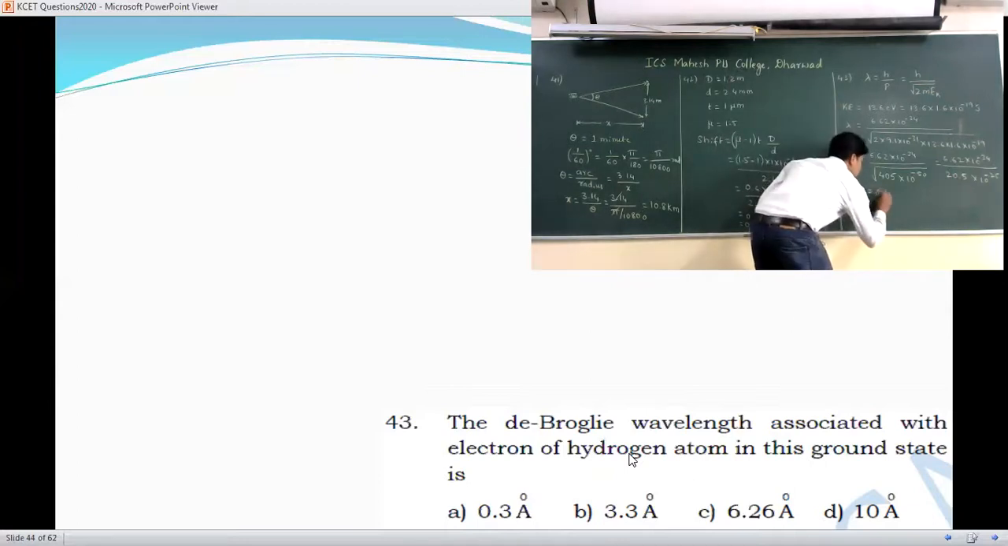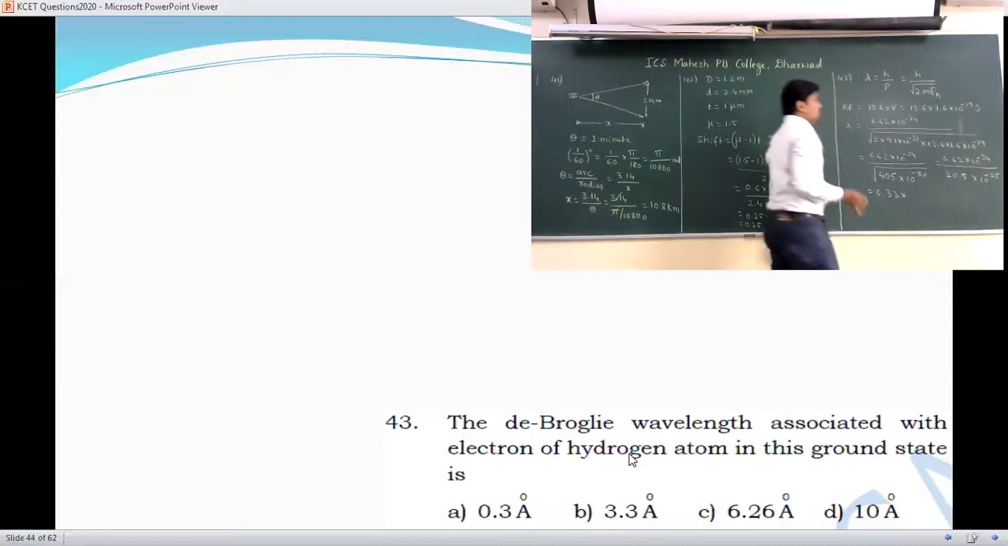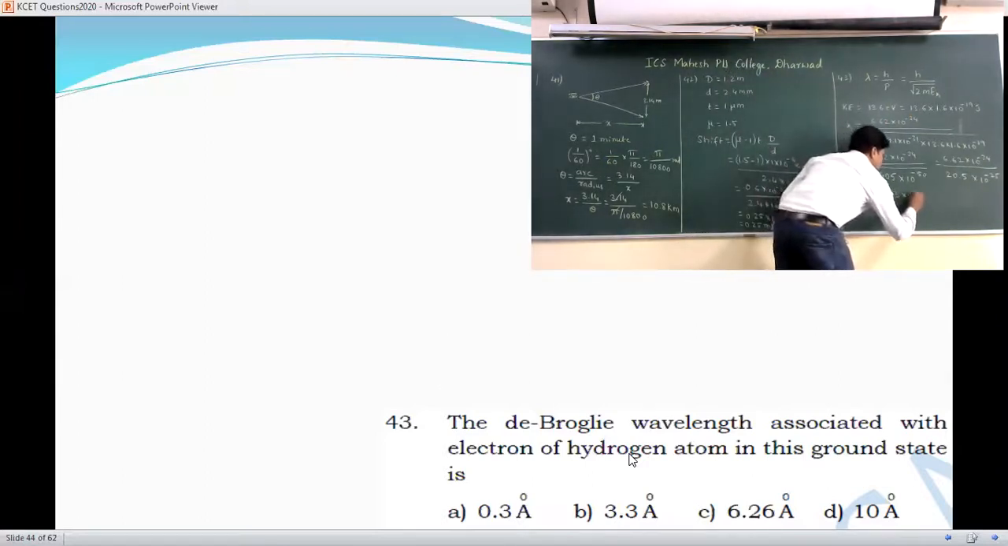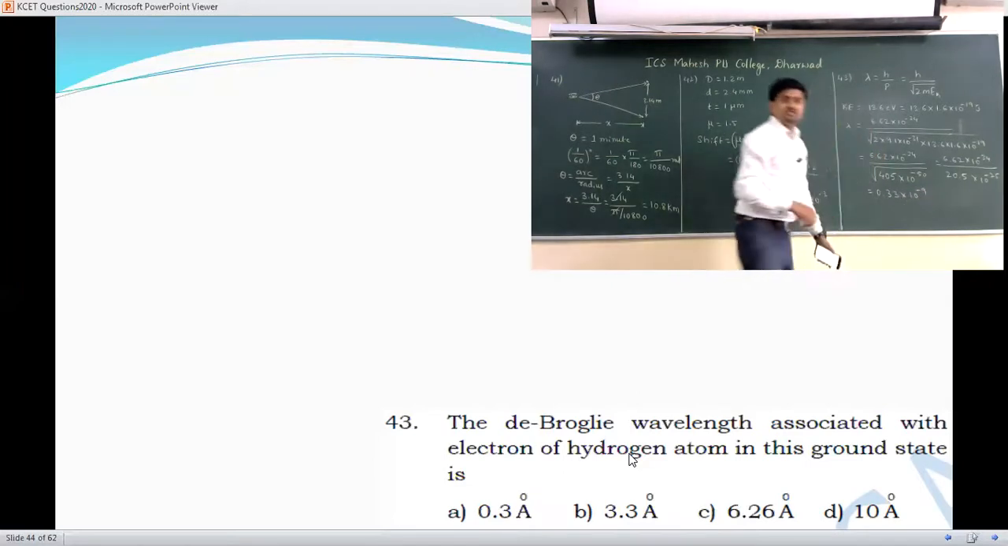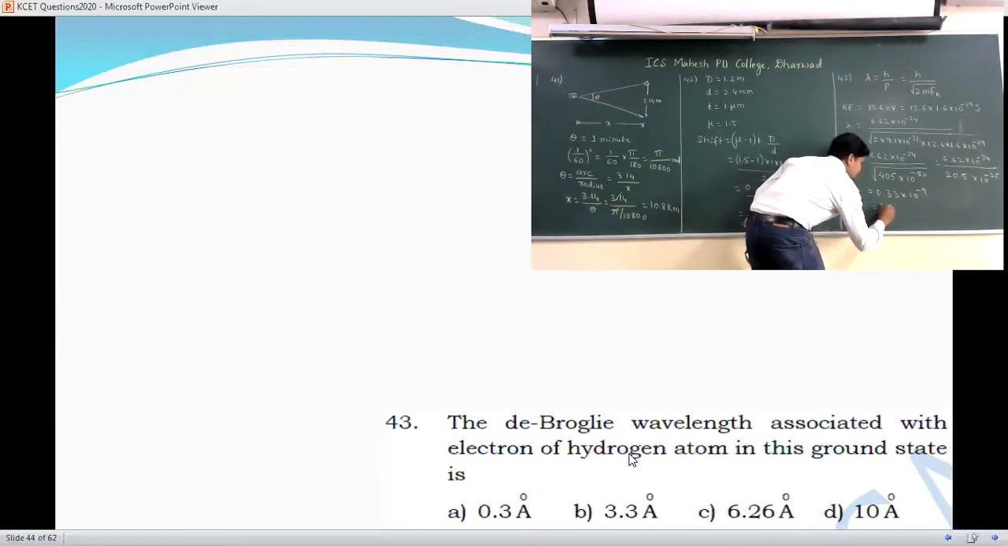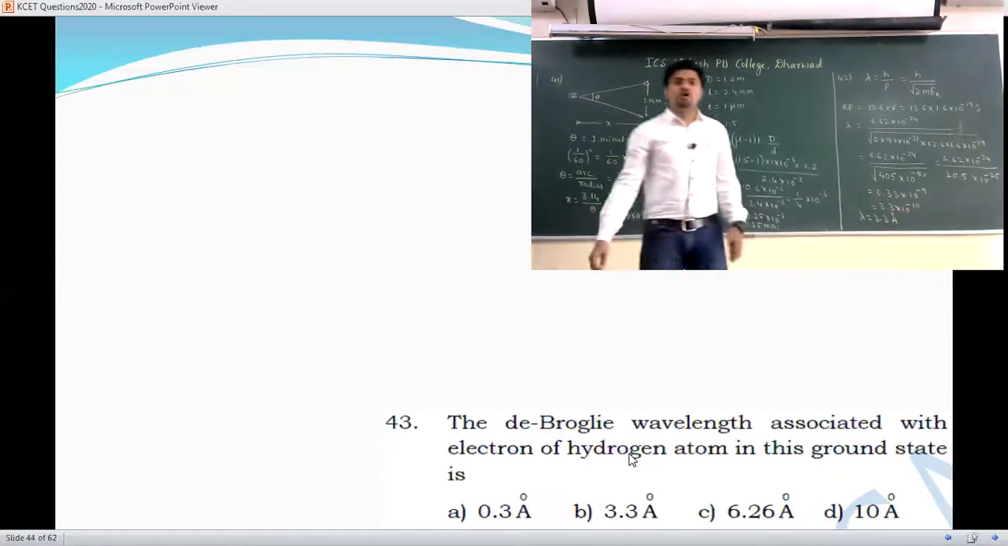So 0.33 into 10 raised to minus 34 divided by 10 raised to minus 25. If it comes to the numerator, it becomes plus, so then it is 10 raised to minus 9. If I adjust the decimal here, you can write this as 3.3 into 10 raised to minus 10. So my answer will be lambda is equal to 3.3 angstrom.